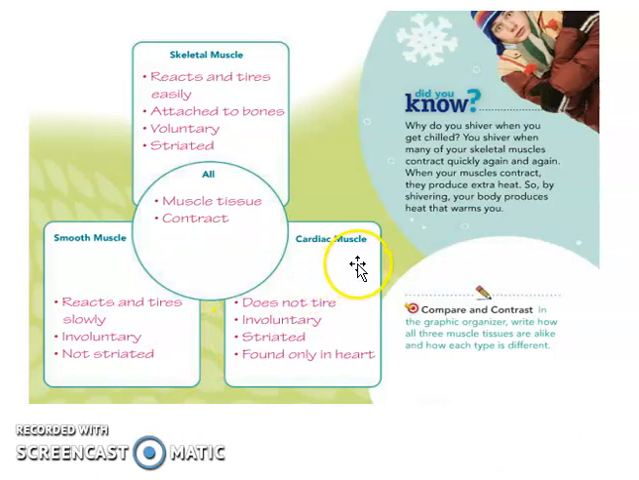Cardiac muscle does not tire. The example of cardiac muscle, remember, is your heart. It is involuntary. No one commands the cardiac muscle. It works automatically. The arrangement of tissue is striated. You can find it in your heart. And the common things about the three muscles are they are all muscle tissue and they're all contracting.